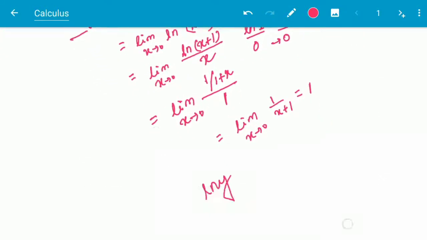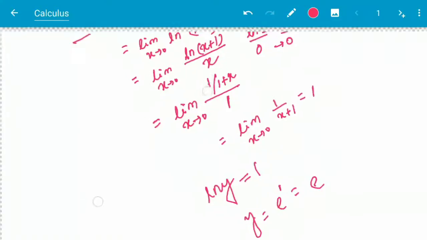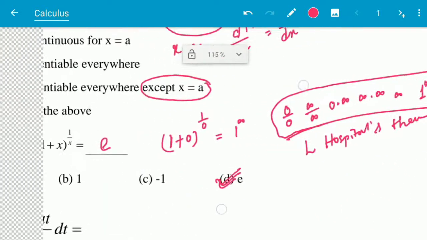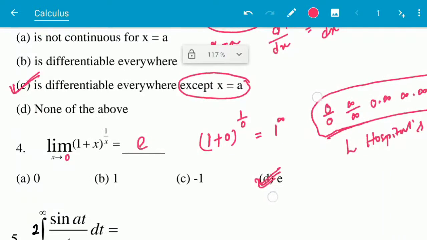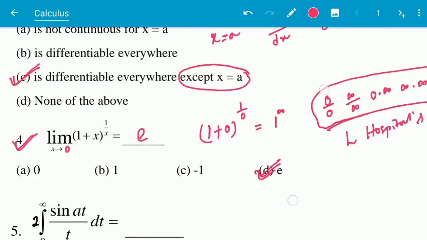So what we have considered, ln y is equal to 1. So what will be the y value? This is e to the power 1, which is equal to e. This is the proof of that question. So we need not do this much; we have to remember these generally as formulas. This is a formula and I have explained others also.